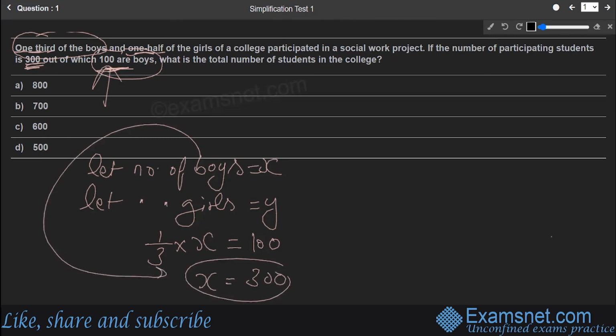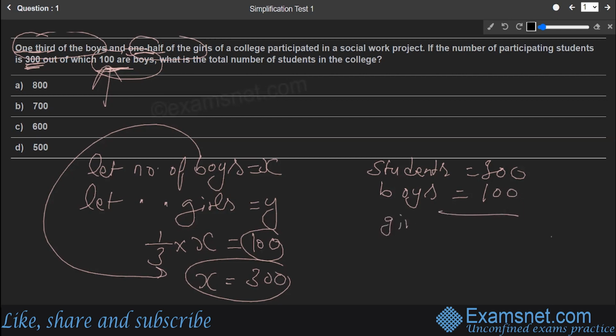Now let us see the other part of it. Then he said 1/2 of the girls have participated in the event. Okay, the total number of students participated is 300. How many out of the participating students were boys? He said 100 were boys. So how many were the girls who participated? It is obviously 300 minus 100, that is going to be 200. So 200 girls actually participated.